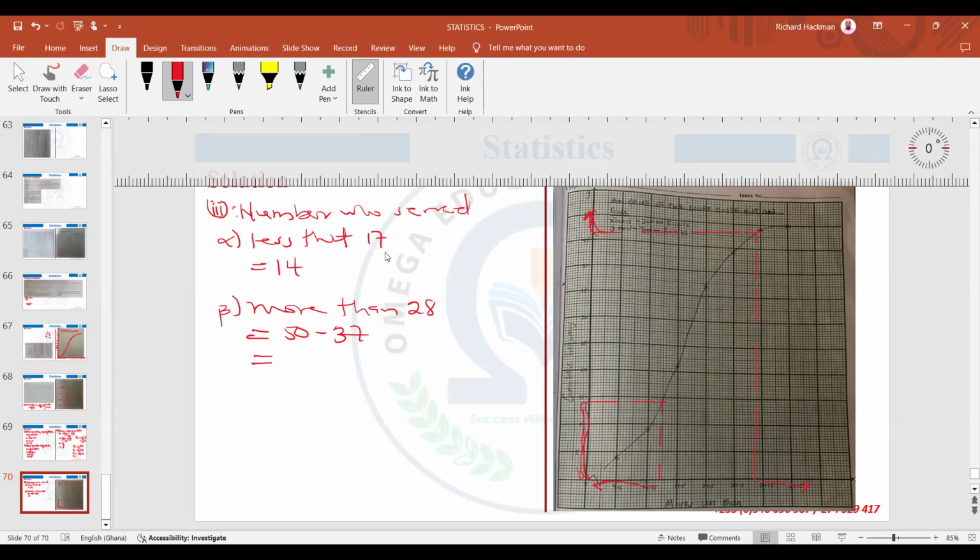All of them will be something minus something. But the first one, because it's less than, it will be 14 minus 0, which gives you 14. The other one will be your total minus this. Is my point well made now?